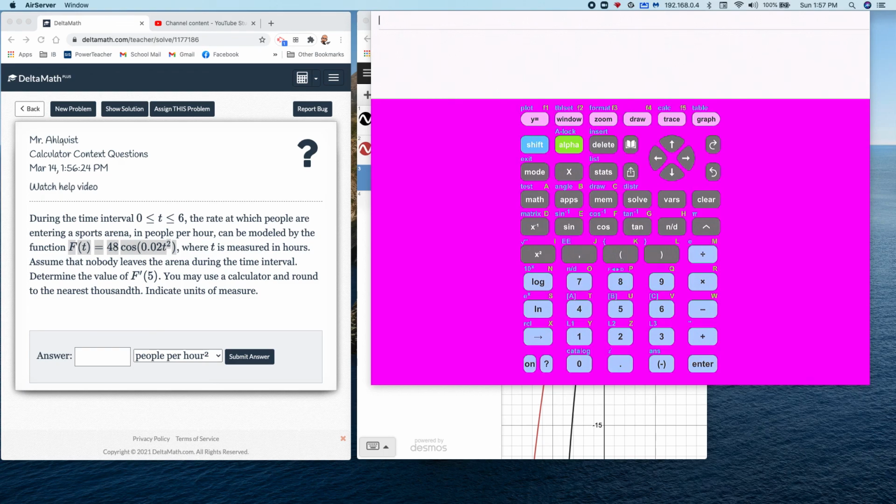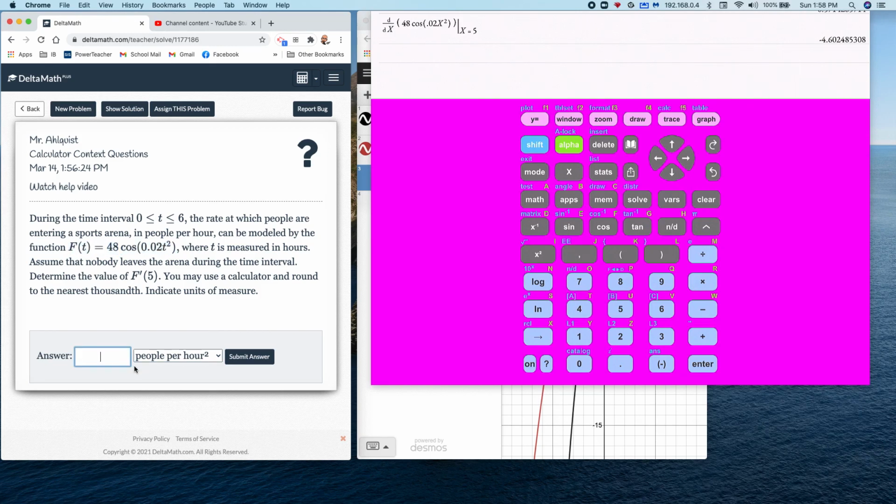But what I can do is I can go to math, and number 8 is my derivative on this. So if on yours you just do math calculus and you have number 1 there. So I'm going to do 48, and then cosine, and 0.02, and then x squared. So where's my squared button? There's my squared button. And then I'm going to make sure I evaluate it at 5 and hit enter. And I do need to make sure my mode is in radians. So it is, so that's good. So I think that that's going to be my value.